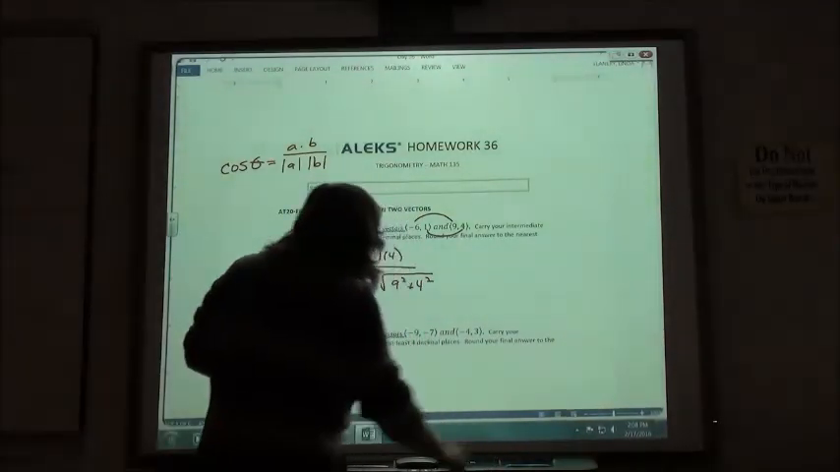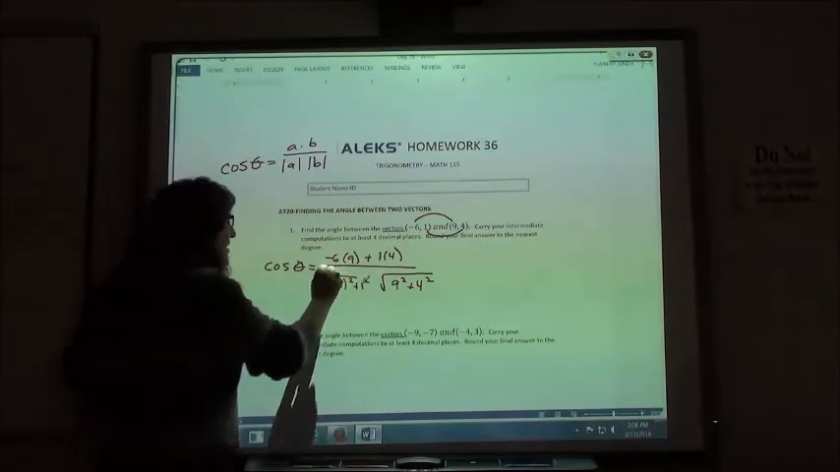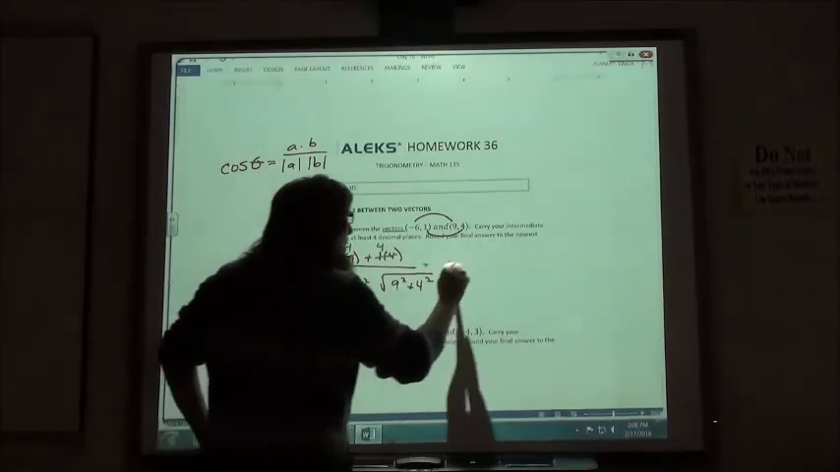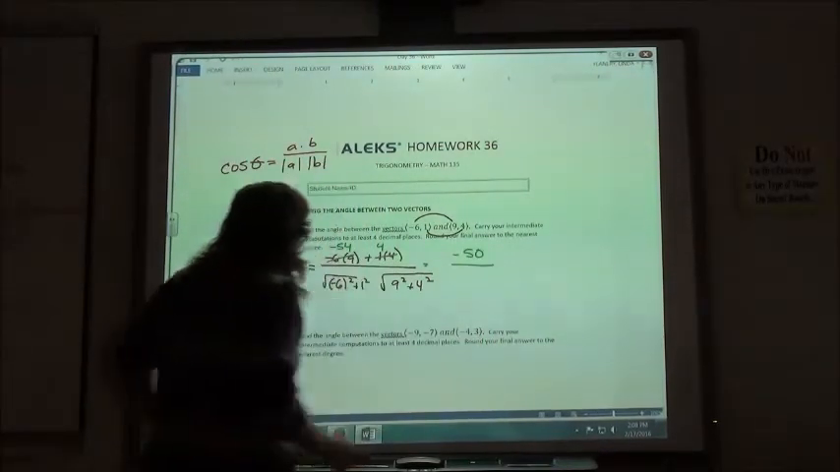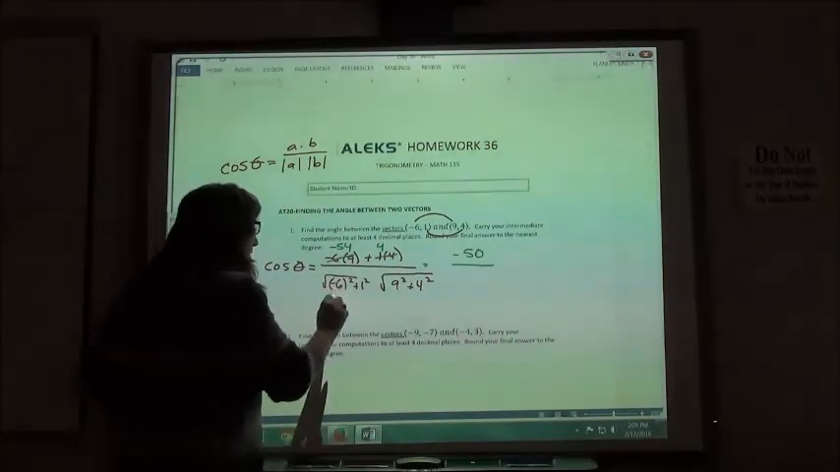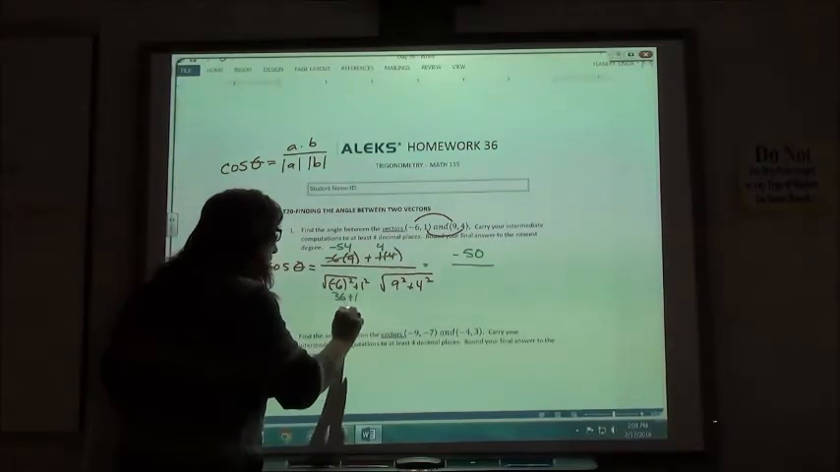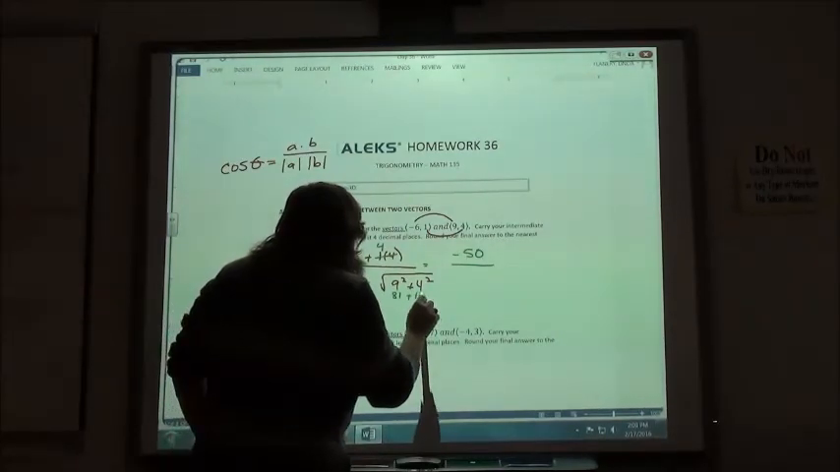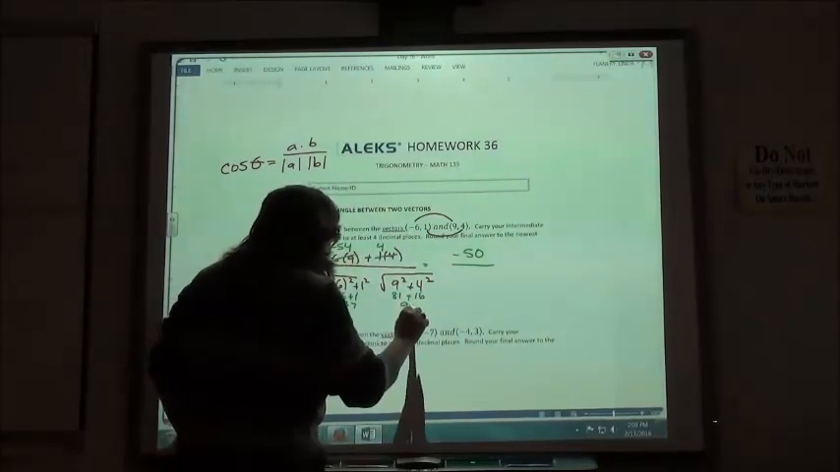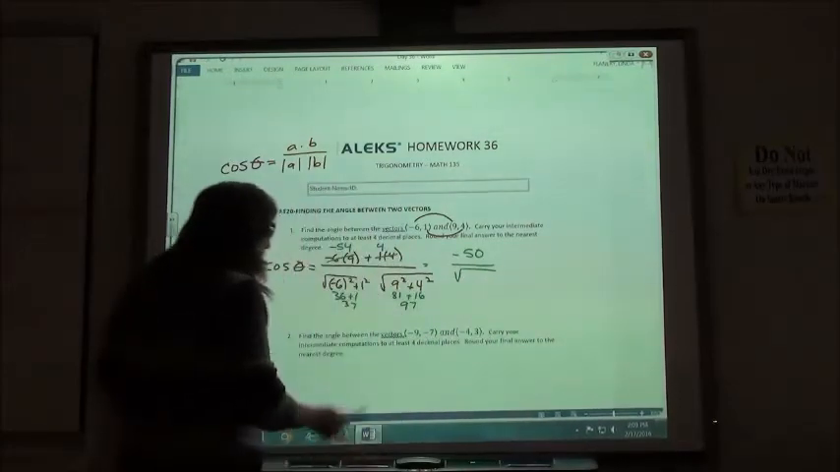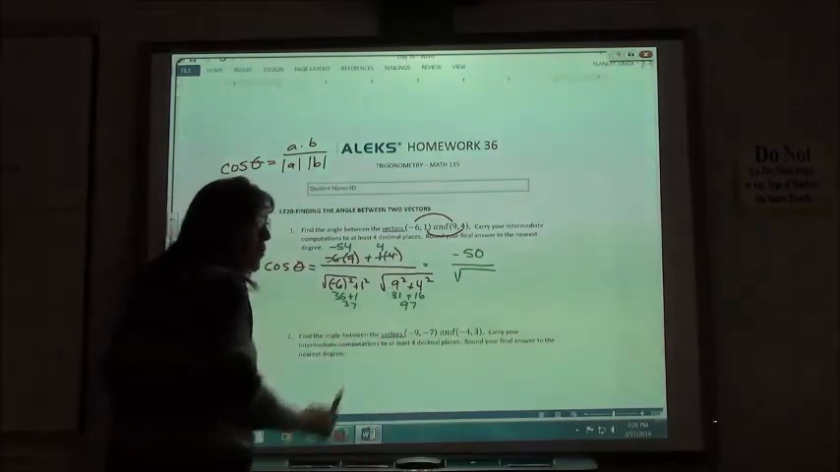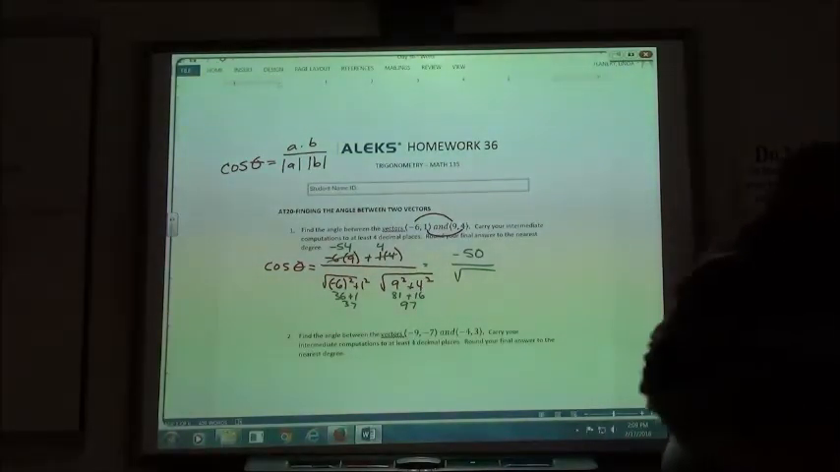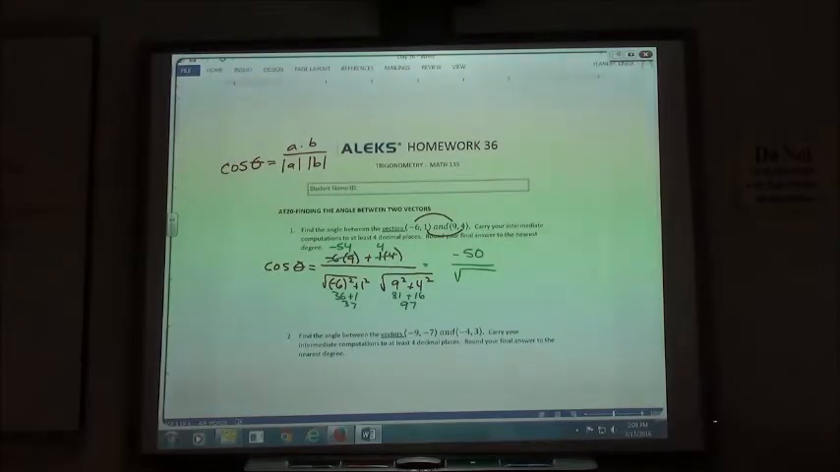So, simplifying that mess, this would be -54 plus 4, so I would have -50 on the top. On the bottom, this is going to give me 36 plus 1, which is 37. This is going to give me 81 plus 16, which is 97. So I have to multiply square root of 37 times the square root of 97. Don't know that in my head, so I got to find my calculator, which I put over here.